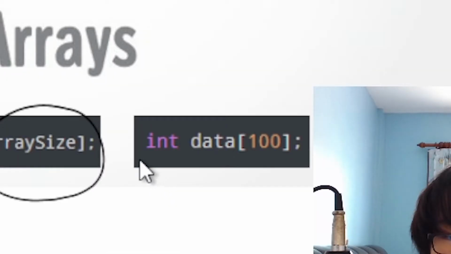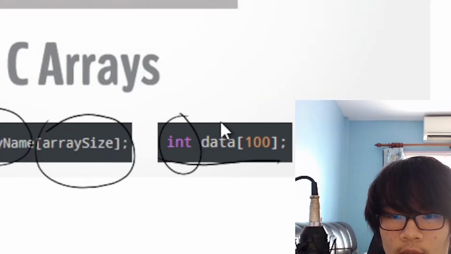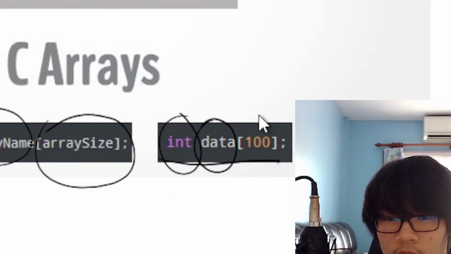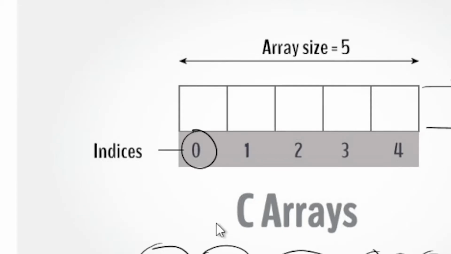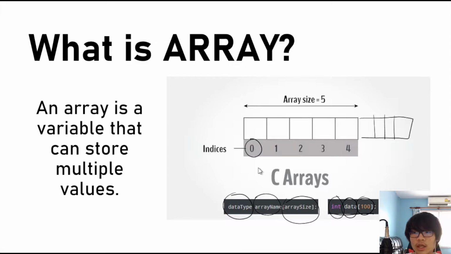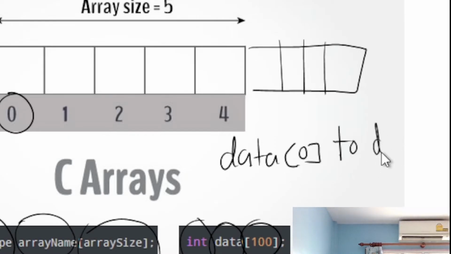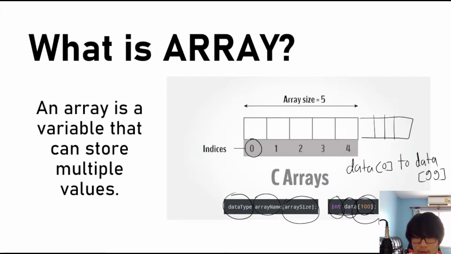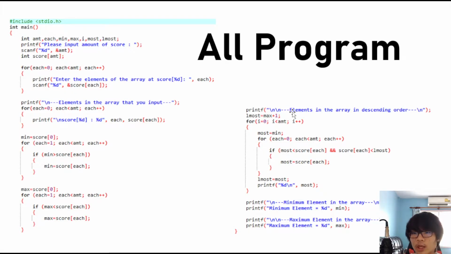For example, int data[100]. Data type is integer. Array name is data and the size is 100. There will be 100 boxes to carry the values. And finally, the array has a special rule. The first index must start at 0. So in this case, the array will start from data[0] to data[99] because we have 100, not 1 to 100 but 0 to 99. You got it? Now I will explain the working process.